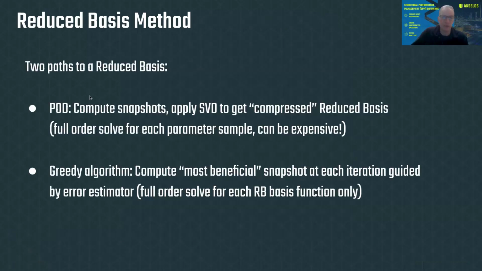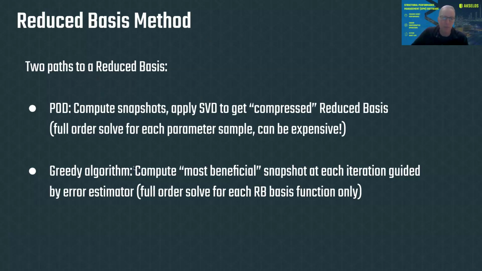And so there's two paths to reduced basis then. One is to compute the snapshots, for example, at evenly spaced parameters, and then you apply the SVD to get a compressed reduced basis. That's what people call the POD method. That requires a full order solve for each parameter sample, so that can be problematic.